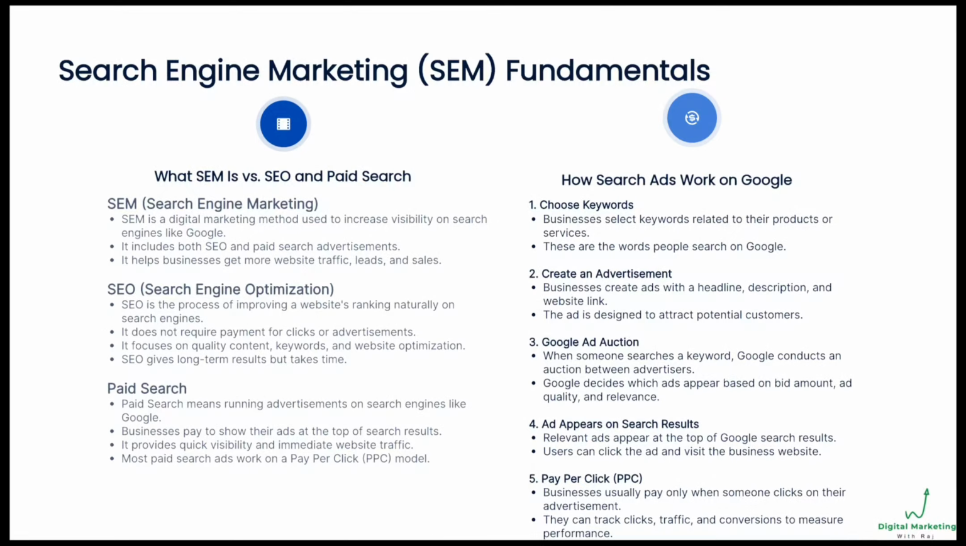Now, let's see how Google search ads work. First, businesses choose relevant keywords, then they create an attractive advertisement. Google displays the ad when users search for those keywords. Businesses pay only when someone clicks on the ad. This is called pay per click or PPC. SEM helps businesses get quick visibility, more website traffic, and potential customers.